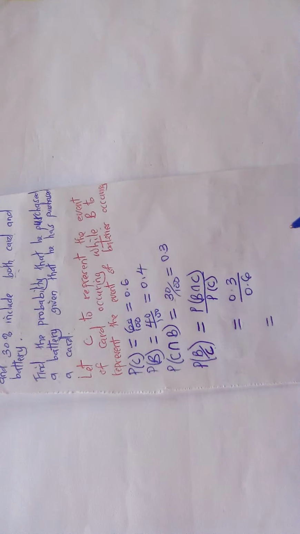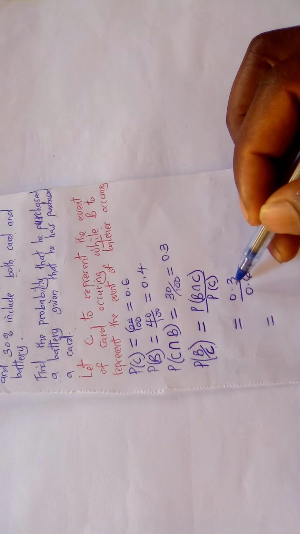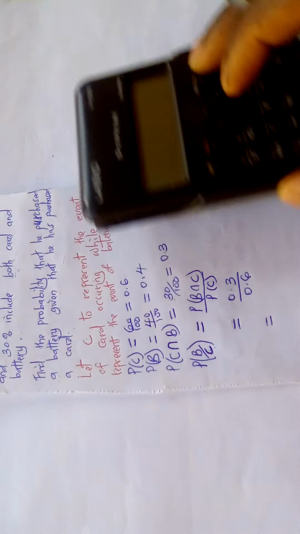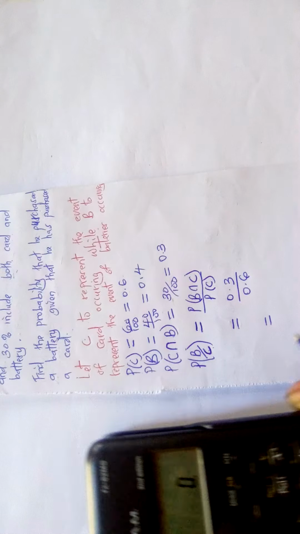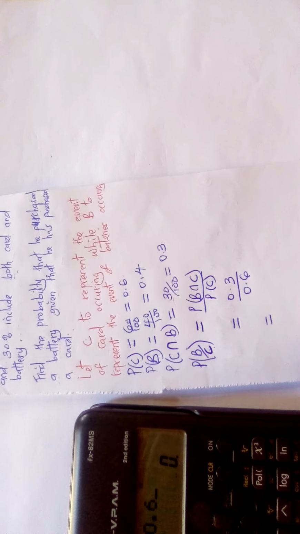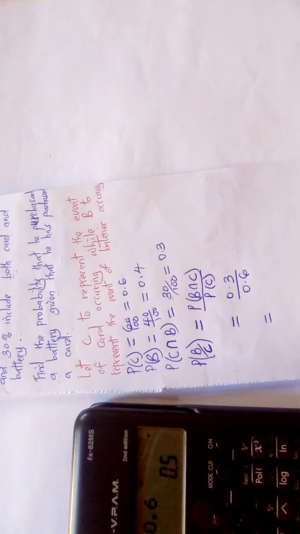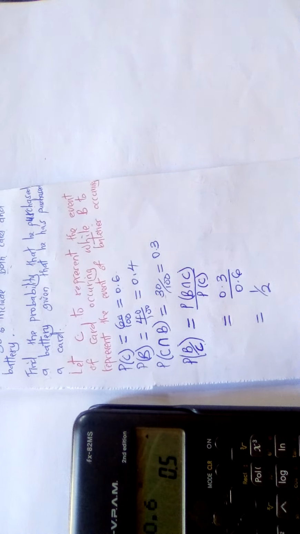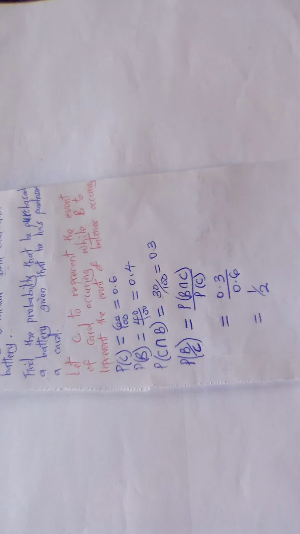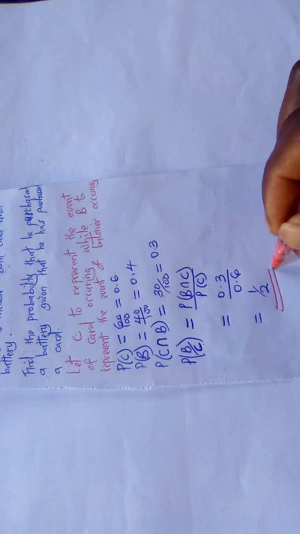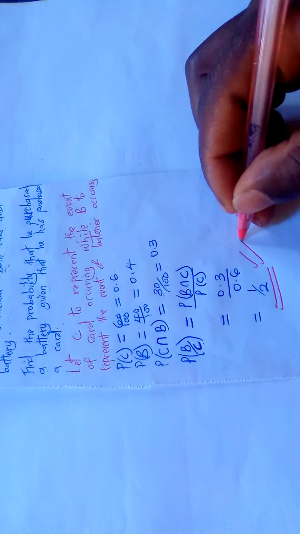So friends, after reaching here, you need not leave this at this point. Just simplify it so that you can get full marks. So when you simplify that, it is 0.3 divided by 0.6, and finally you will end up getting 0.5, which means a half. Remember, 0.5 is just a half. So you will finalize by getting a half as the probability that he purchased a battery given that he had purchased a card. Yes, so that is how you are supposed to approach such a question, so that you can be correct.